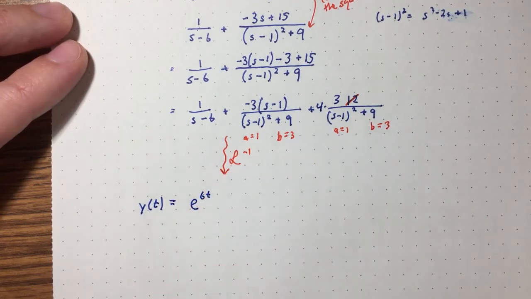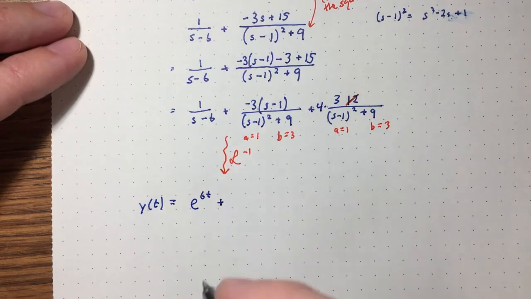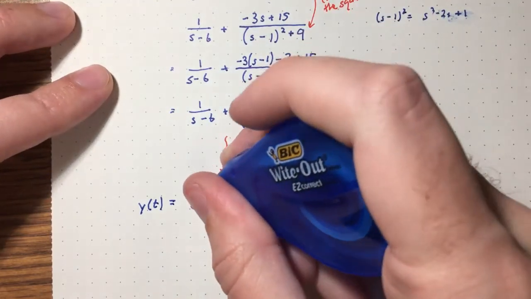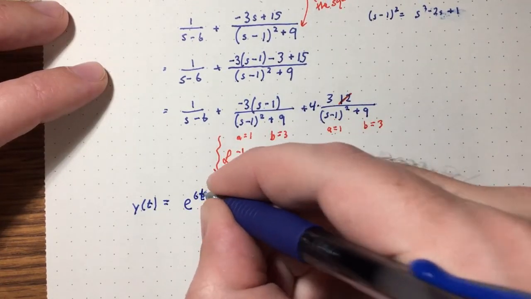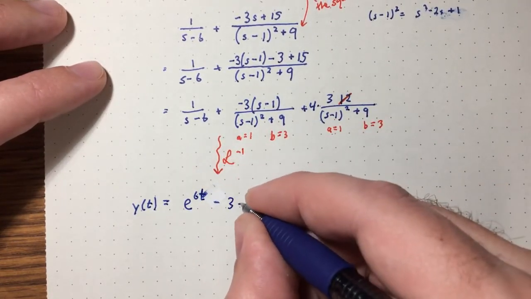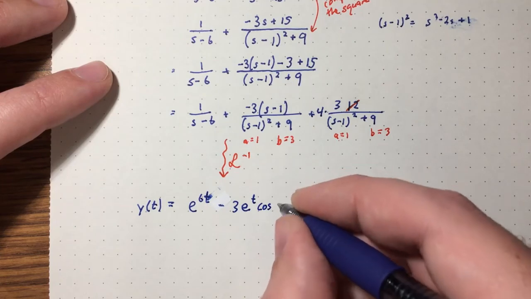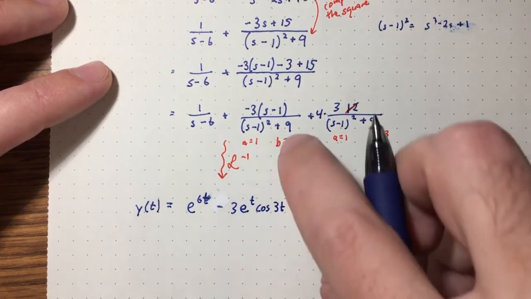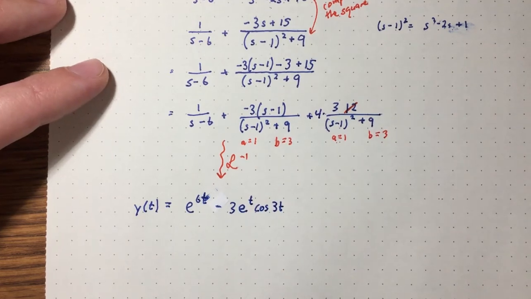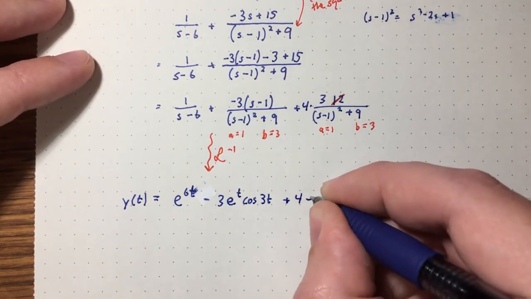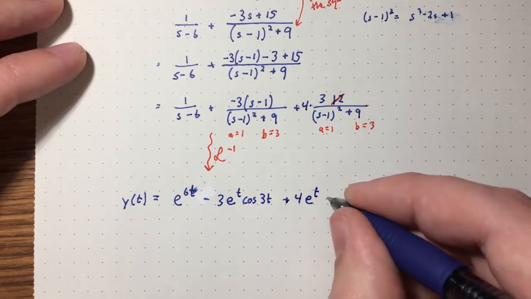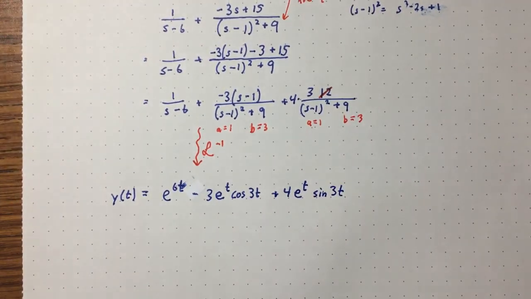This first part, e to the 6t. And then we have a minus, actually, minus 3. Sorry about that. Minus 3 times an e to the at, e to the 1t, times a cosine 3t, cosine b, right? And remember, this is b squared here, that 9 in our formula. And then finally, plus 4 e to the t, right? Sine 3t. Okay. So that is the solution to our initial value problem.